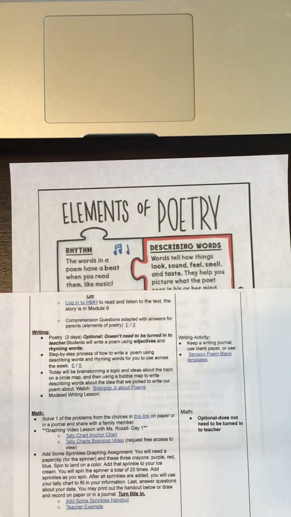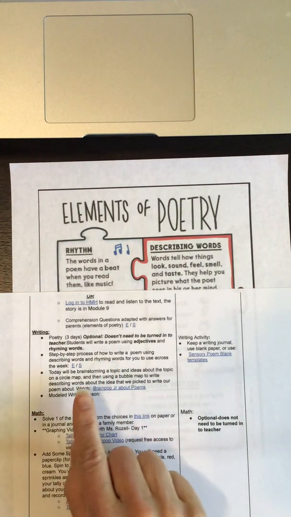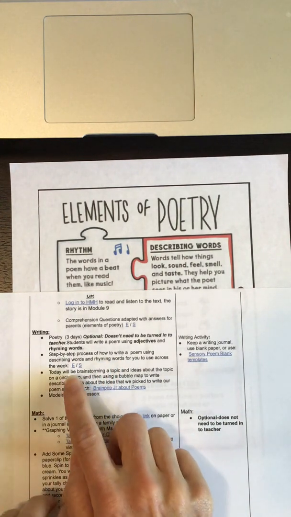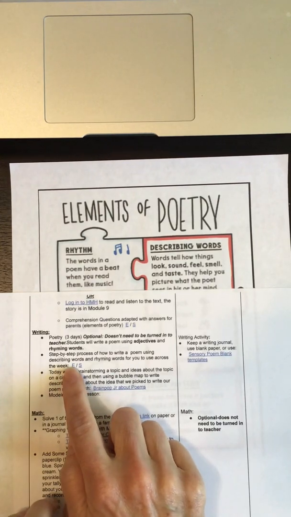We do have another poem to write this week, and we're adding on to what we learned last week using our adjectives, and now we're going to add some rhyming words into our poetry. I'm just showing you on the plans, the online plans that we sent home to you.